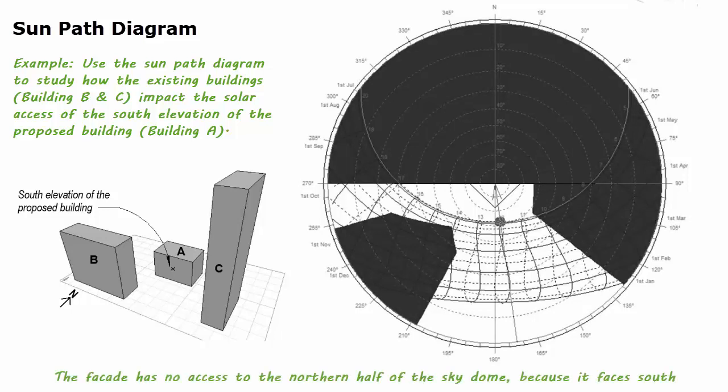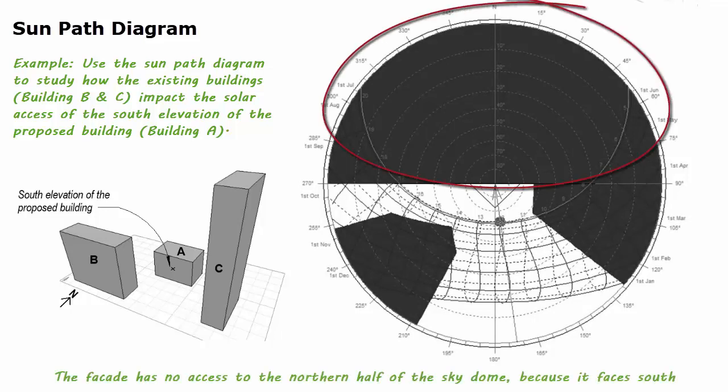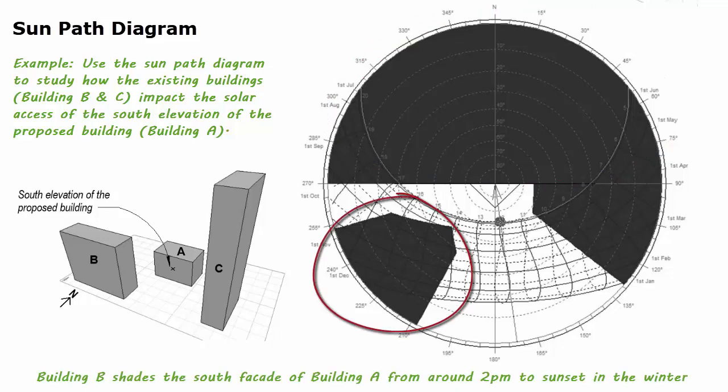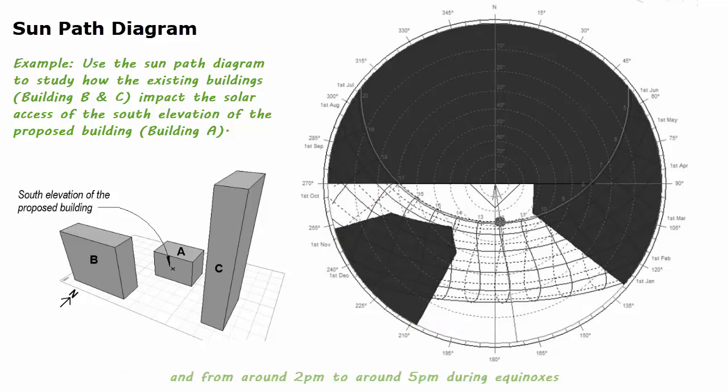The diagram shows that the facade has no access to the northern half of the sky dome because it is facing south. Building B shades the south facade of building A from around 2 p.m. to sunset in the winter, and from 2 p.m. to around 5 p.m. during equinoxes. It does not shade the facade at all around June solstice.